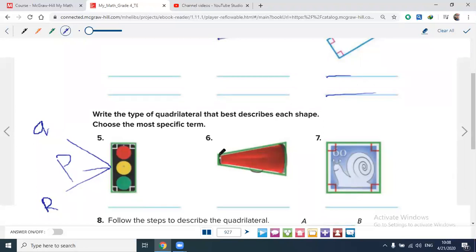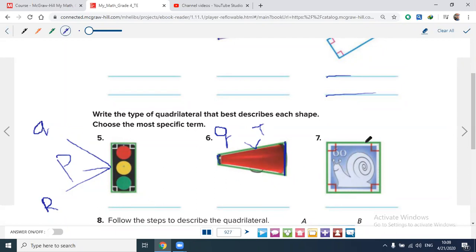Here, are all the sides parallel, or only one pair of sides? I have only one pair of parallel sides. This is called a trapezoid. I can name it by two names, quadrilateral or trapezoid. But the specific term for this one would be trapezoid. Okay, I will show you the answers.